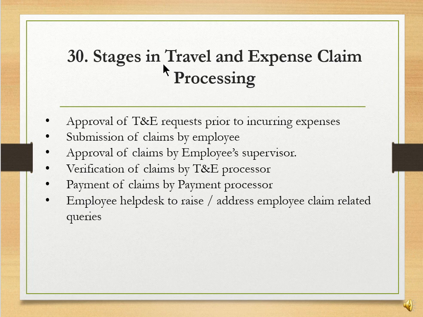Next question is stages in travel and expense claim processing. First, approval of T&E request prior to incurring expense. Any employee, before incurring expense, has to get the approval from their manager. And then the submission of claims by the employee. After the expense is incurred, they will have to submit the claim. Approval of claim by the employee's supervisor again. And then verification of claims by the T&E processor. And then payment of claims by the payment processor. And finally, employee help to address any employee claim-related queries. They can always raise any query related to their claims.